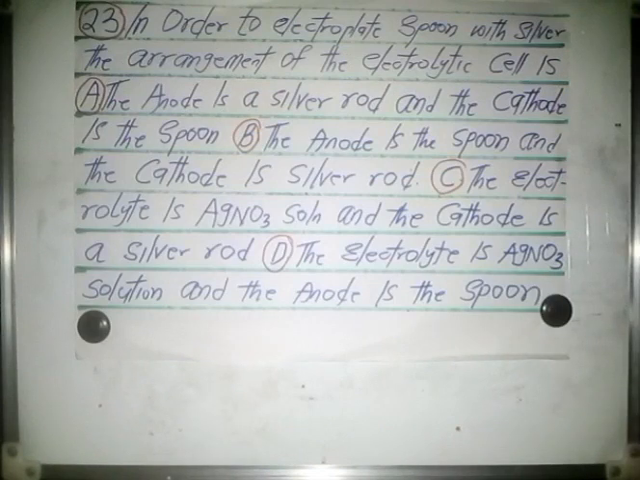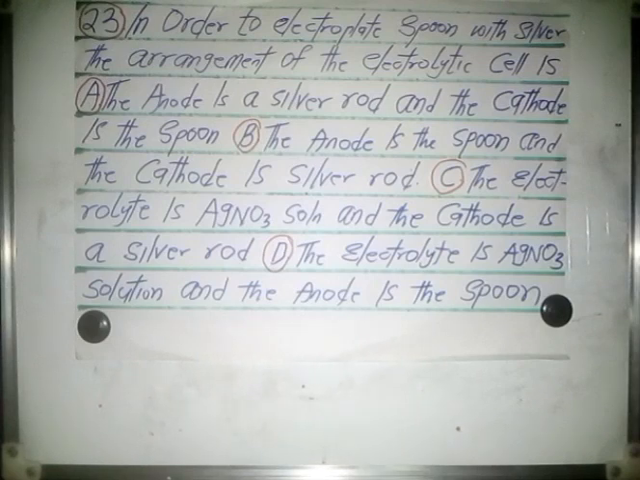23. In order to electroplate a spoon with silver, the arrangement of the electrolytic cell is, we have A, the anode is silver rod and the cathode is spoon. B, the anode is the spoon and cathode is the silver rod. C, electrolyte is silver nitrate solution and the cathode is silver rod. D, electrolyte is silver nitrate solution and the anode is spoon.